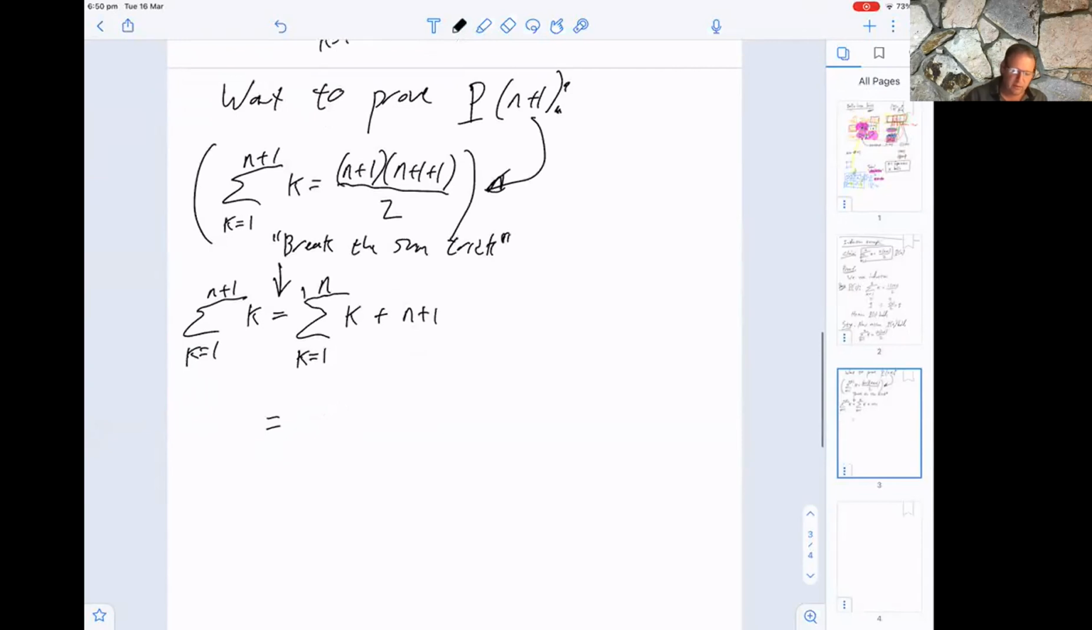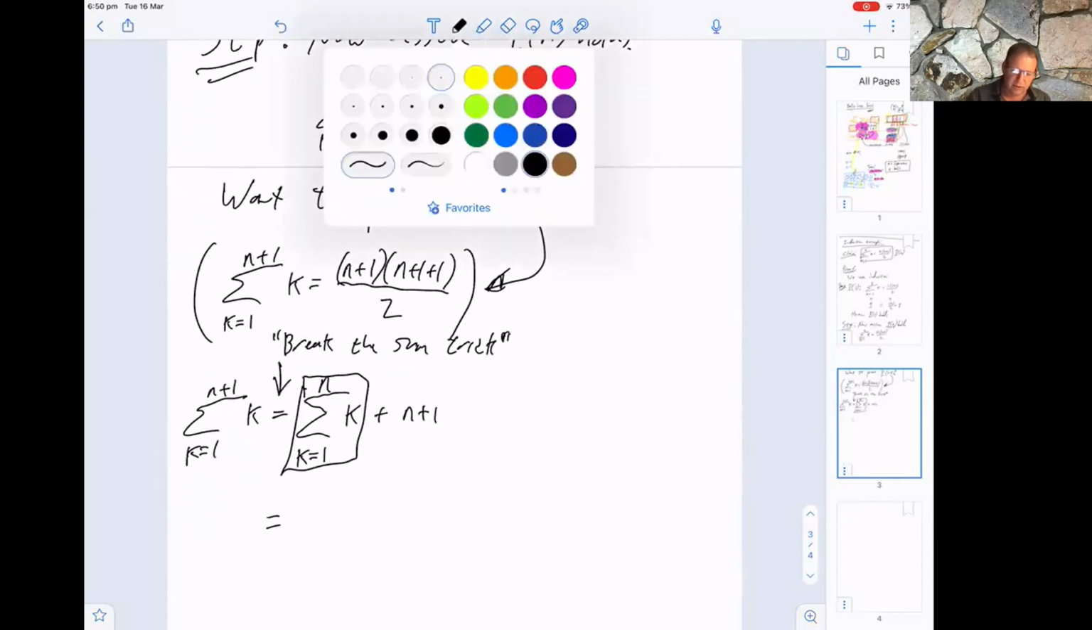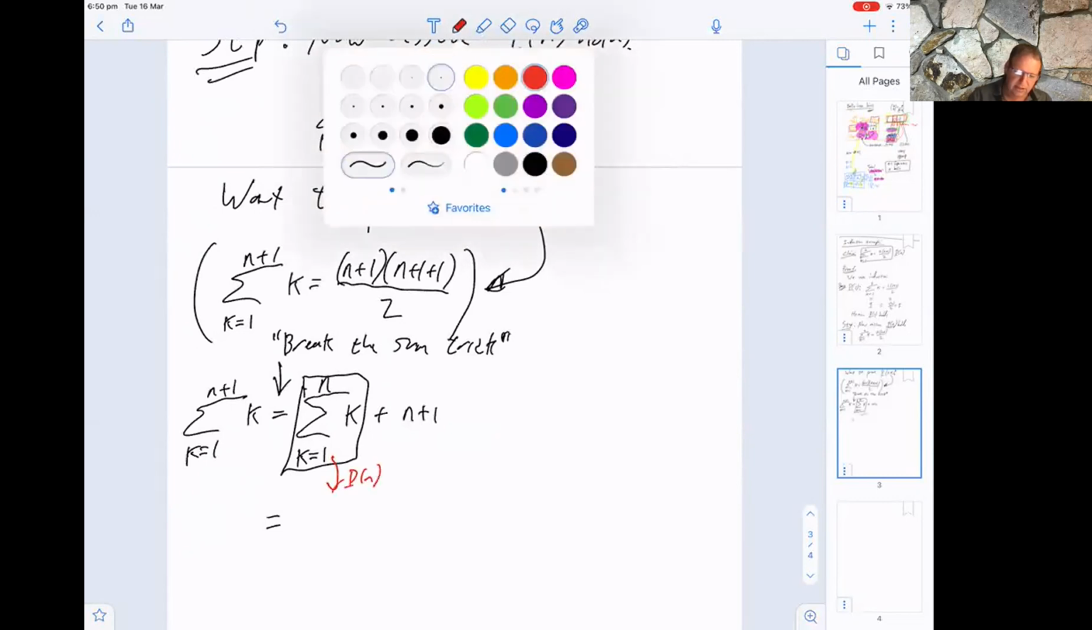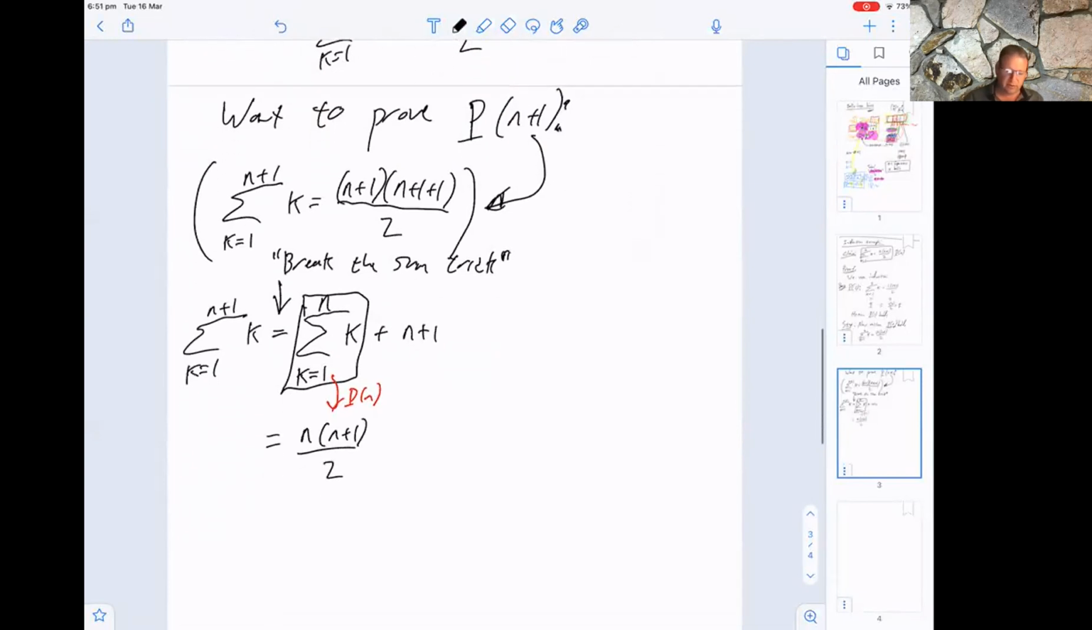All right, now what's our induction hypothesis? What does it say about this? The induction hypothesis was that P of n holds. So, let's put here a bit of color, according to P of n, the induction hypothesis says that this is already n times n plus 1 over 2. Right, that was the induction hypothesis, and this is still coming from it.